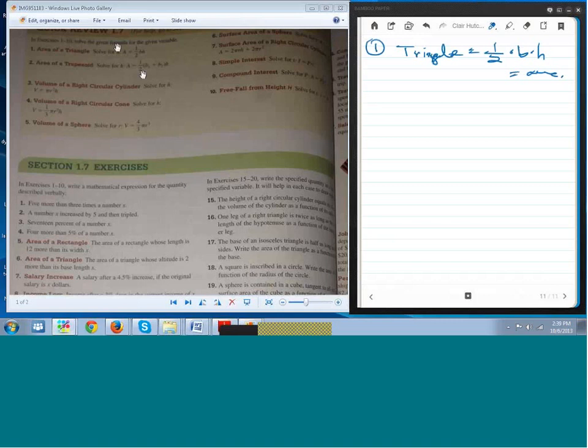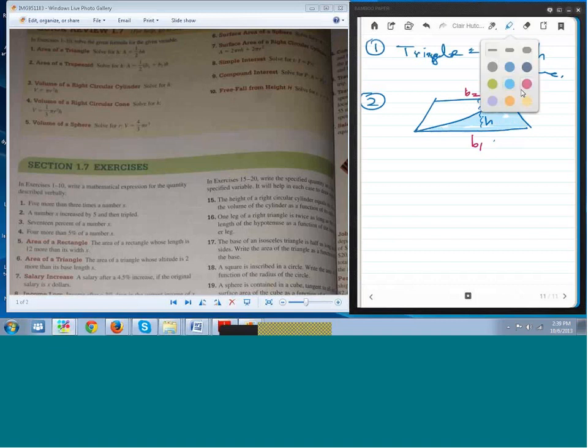But the trapezoid you don't have to memorize. Here's why. All you have to do is cut it into two triangles. And you know the height will be the same from either side, parallel. So height is h. The base is base 1 and base 2. So I'm going to color it into two triangles, a blue triangle and a green triangle. So instead of memorizing this, you can just cut it into two triangles.